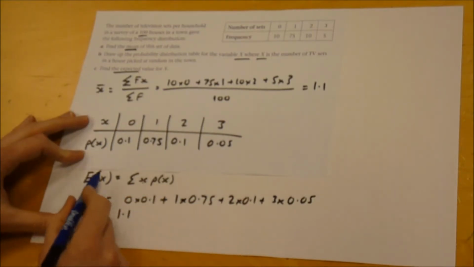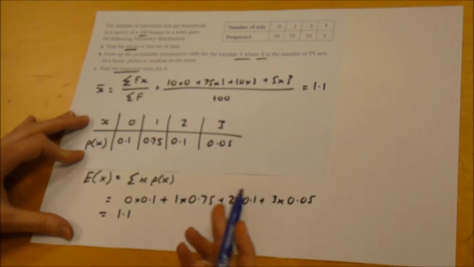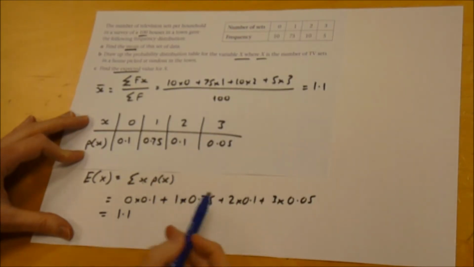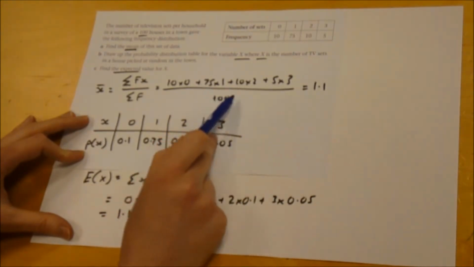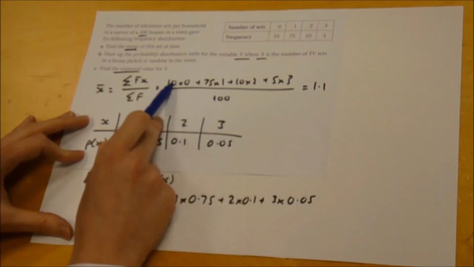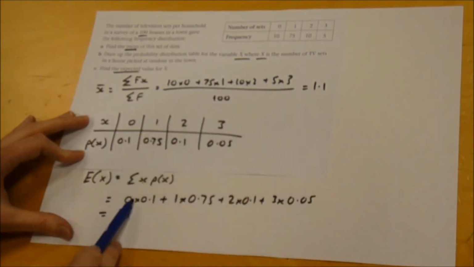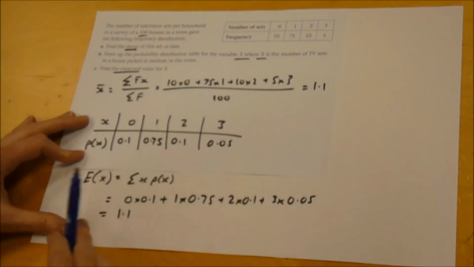So this expectation of x is the same as the mean, which we wanted it to be. Obviously, you can see why this has happened. Dividing by 100 at the end is the same as dividing each one of these values by 100, which is giving you these values. It's already been done in the probabilities. Okay, sorted.